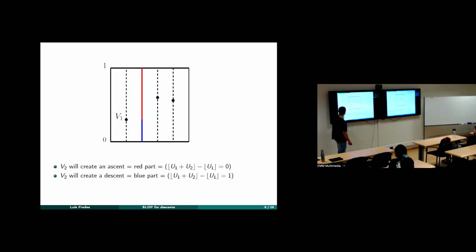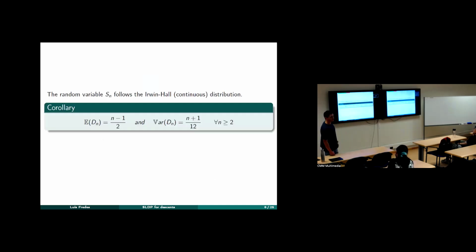And what we can see is that if V2 stopped in the red part, we will have an ascent. And if it's in the blue part, it will be a descent. So basically the increments in the integer part will give us the behavior of the descents, and we can do it iteratively. Okay. So that's Tannis theorem, and since we know how Sn, the sum of uniform 0-1s, is distributed, this random variable is well known. It's called the Irwin-Hall distribution, which is a continuous distribution, which is symmetric.